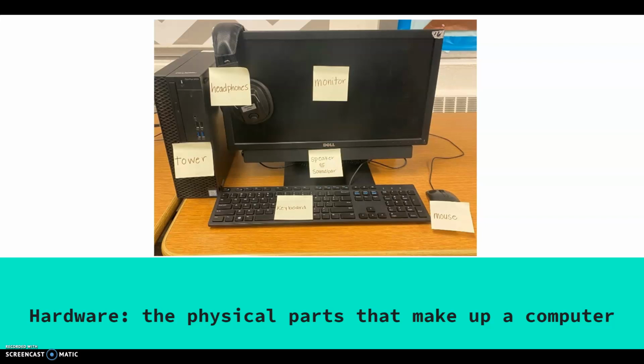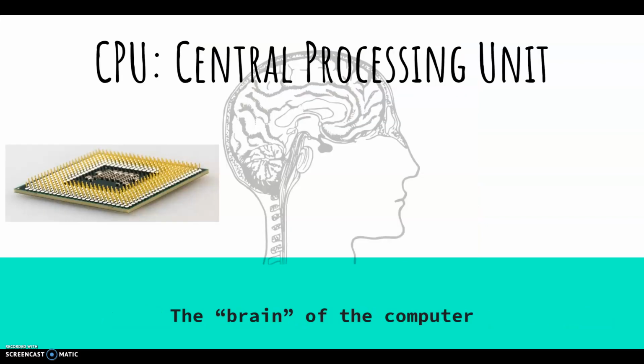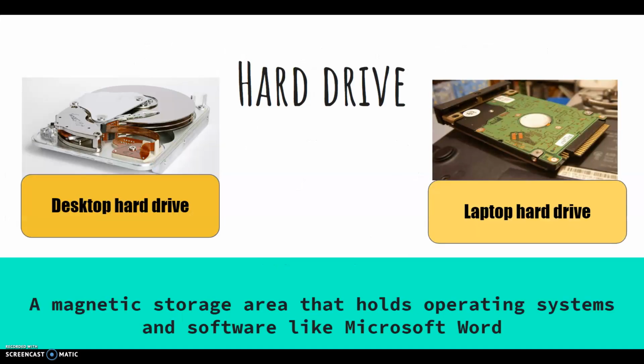The physical parts that make up a computer are called hardware. Some hardware can be seen, like the parts of the computer labeled in this photo. Other types of hardware are inside a computer. The CPU is one of those types of hardware. The CPU, or Central Processing Unit, is the brain of the computer. Just as our brains control our bodies, the CPU controls all of the computer's parts.